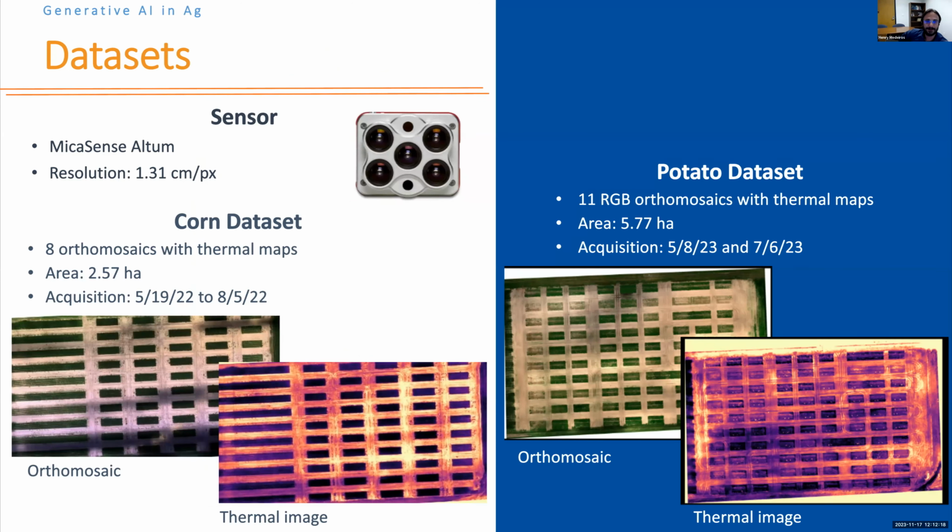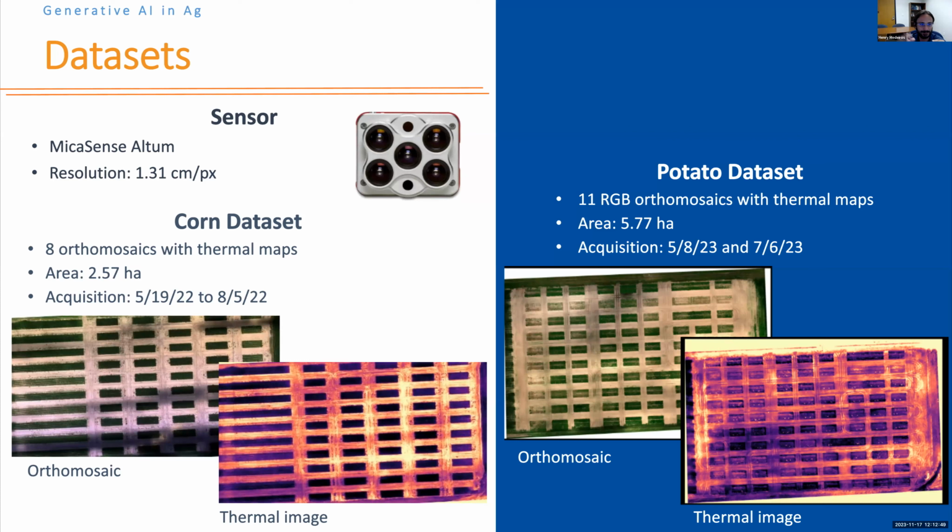So very briefly, the data sets that we're using here are part of the VEX data sets. He collected this using a MicaSense Ultim camera. It has a resolution of 1.31 centimeters per pixel. For all the data that is available, we only use the dates when we had the pairs, right?